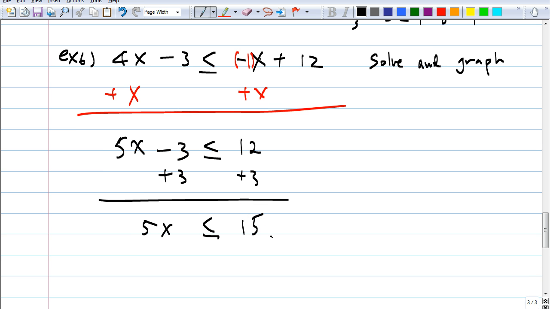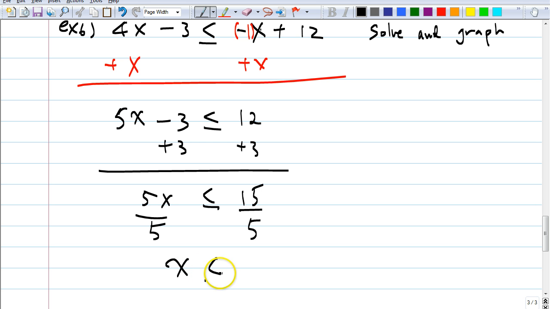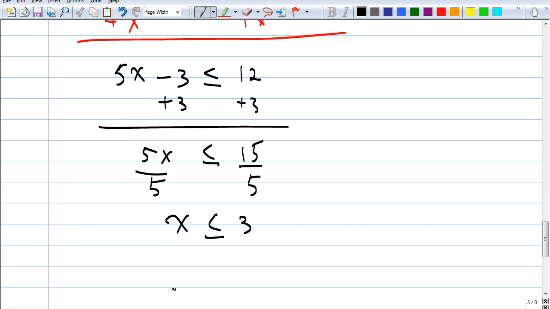Who haven't I called? What do I do next? Divide both sides by 5 is correct. It's 5 times x, right? So you need to divide both sides by 5. So x is less than or equal to 3. Now, am I done? No.